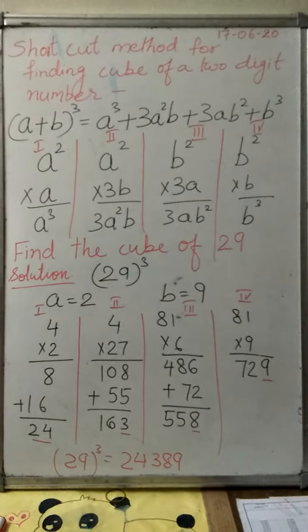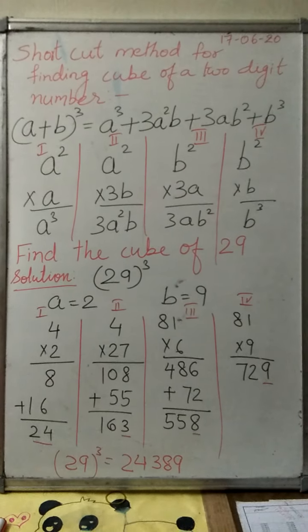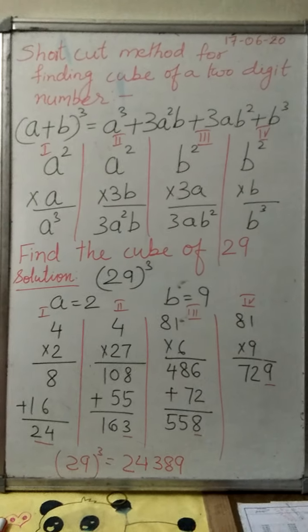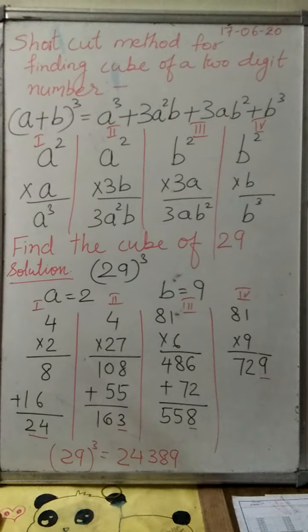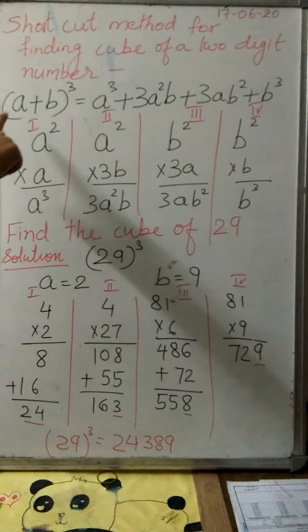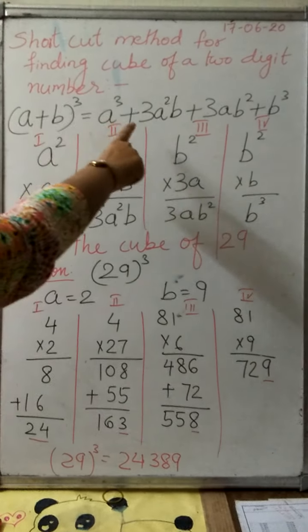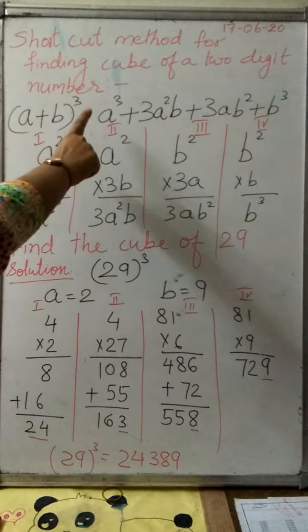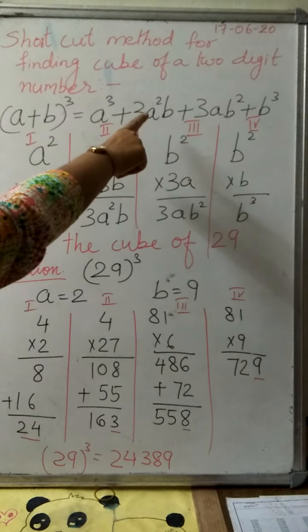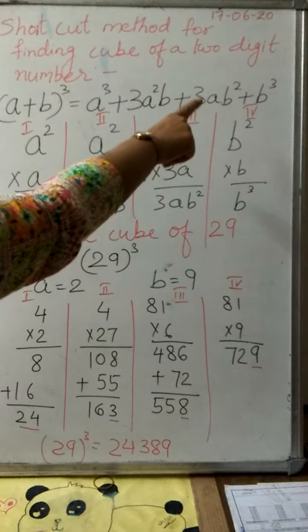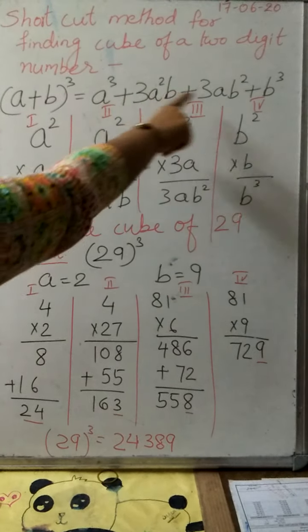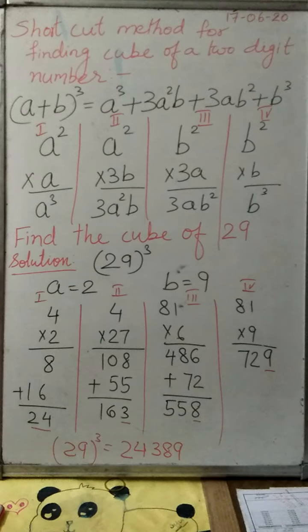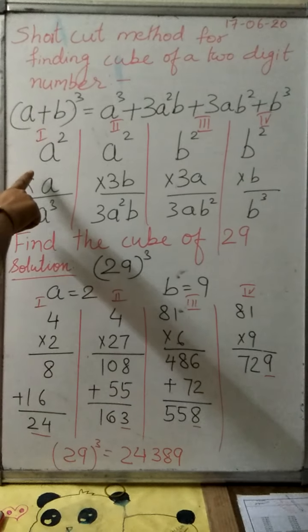Now, next topic is how to find cube by shortcut method. So, here is the formula of (a + b) whole cube. (a + b) whole cube is equal to a cube plus 3a square b plus 3ab square plus b cube. Now, this same formula you have to write column wise as it is written here.